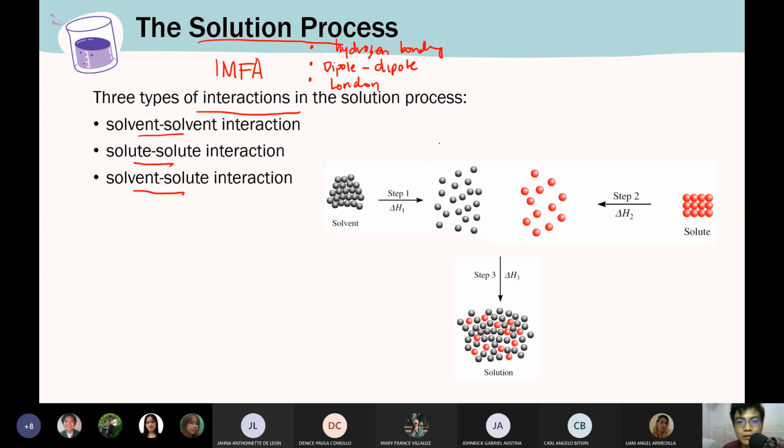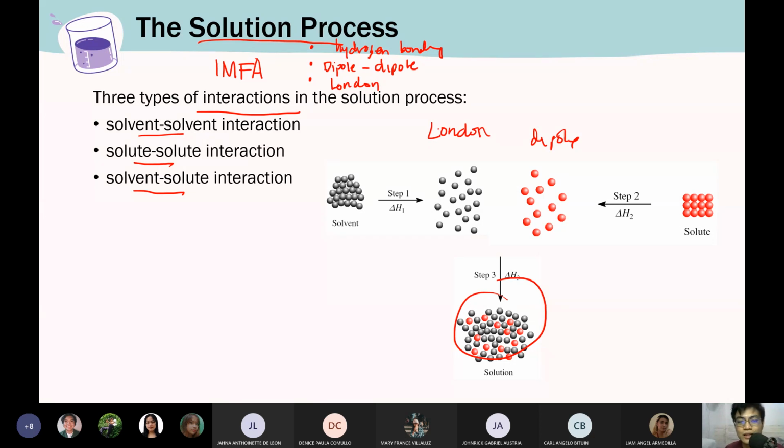Okay? For example, dipole to. Ito, dipole siya. Pag pinag-mix mo, dipole-dipole yung magiging interaction ng solute and solvent. No? However, in some cases, that will not happen. So let's say you have London lang. No?